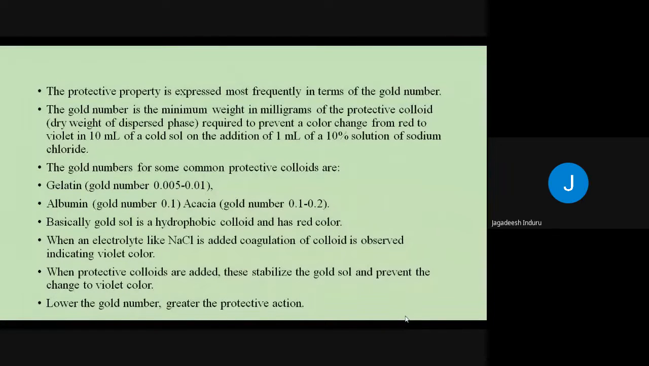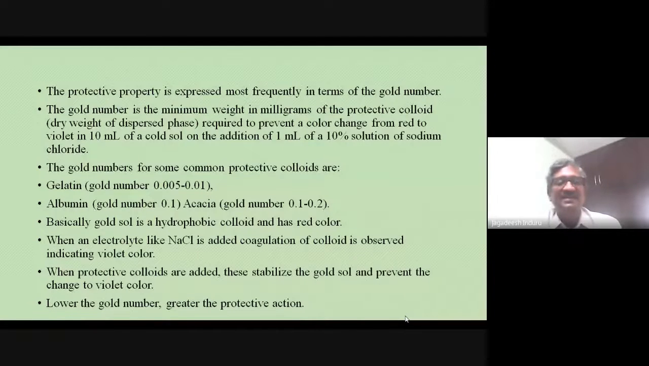This is your GPAT question. A lower number means a small amount is required to protect your hydrophobic colloid, which gives better stability. It means you are adding less excipient, or a smaller quantity of your hydrophilic colloid, to stabilize your system. It is better, and it is cheaper and economical also. So that is the reason: the lower the gold number, the greater the protective action you are going to observe.